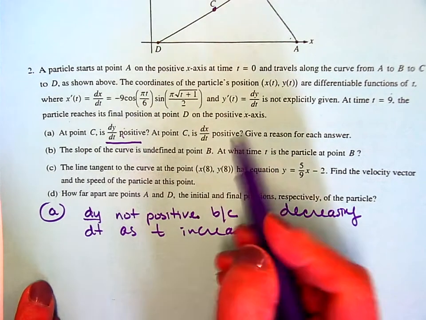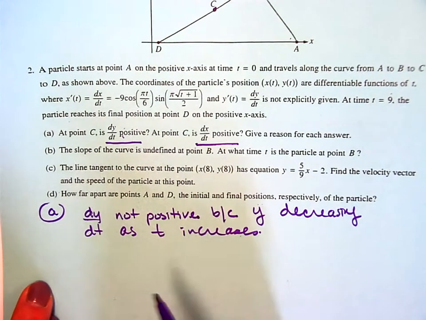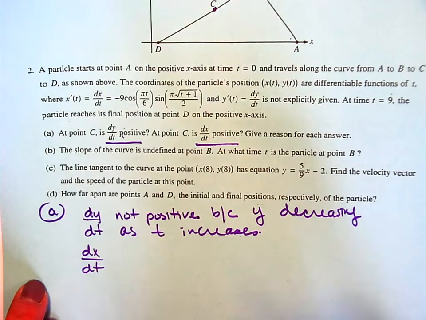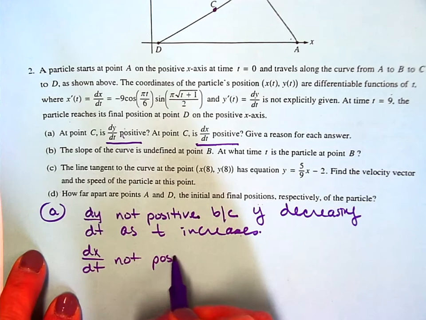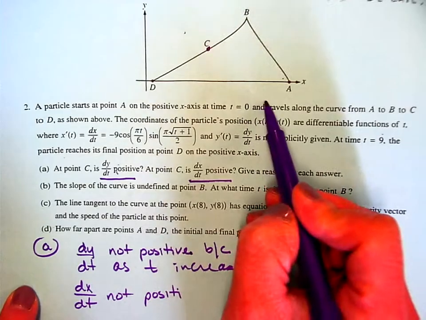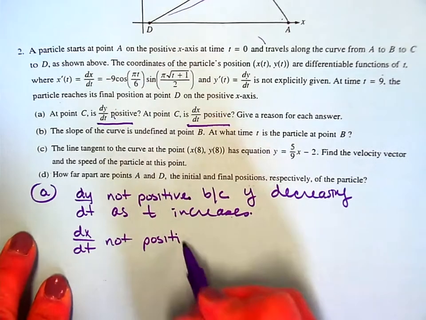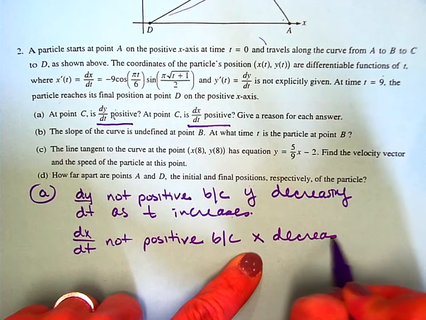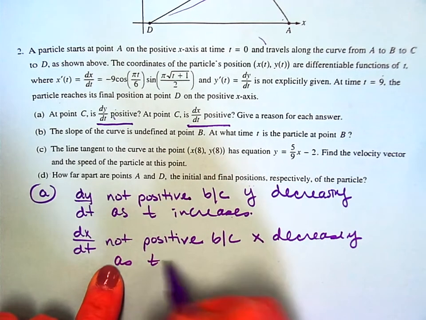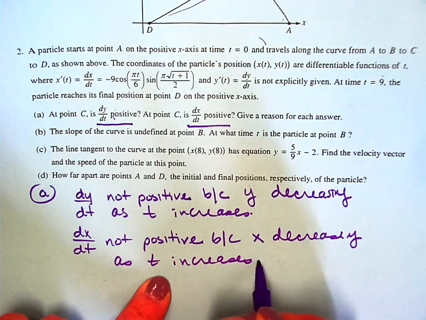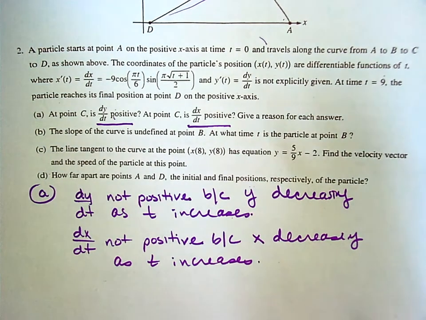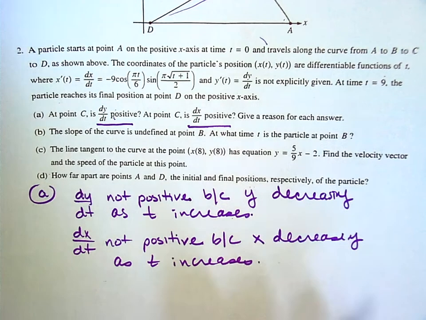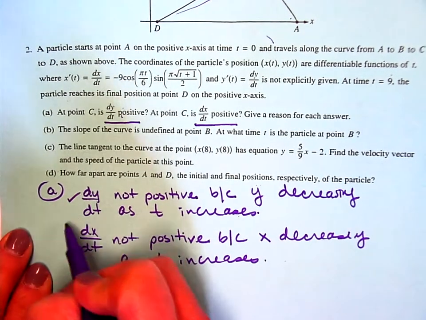Then the next question is dx dt positive. So dx dt is talking about moving to the left or right. This is also not positive because as the particle moves here and then going down this way, notice x is decreasing as t increases, or really decreasing because it's moving to the left. But I would use the word decreasing instead of left and decreasing here instead of down. Okay, it is 1 point for each, so 2 points for part A.